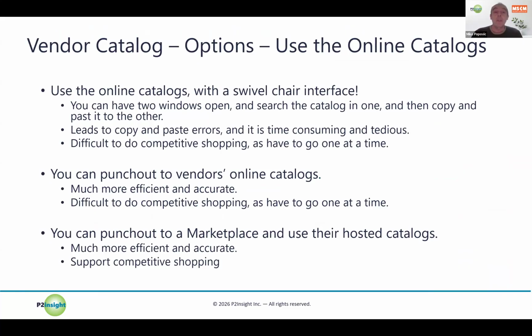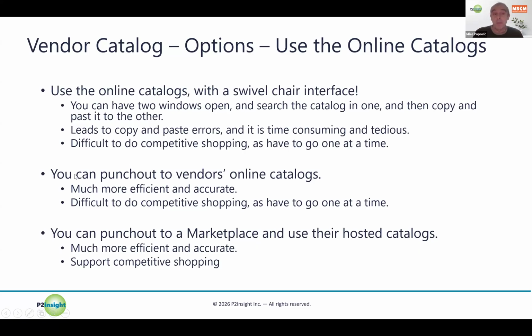Now, vendor catalog, what options do you have? Well, you can use the online catalog, and most people currently use it independently of Maximo. I call that a swivel chair interface. You're going back and forth from one system to the other. You have two windows open, searching the catalog in one window and then copying and pasting into the other. This leads to copy and paste errors. It's time consuming, it's tedious, and it's difficult to do competitive shopping as well, as you have to go one at a time.